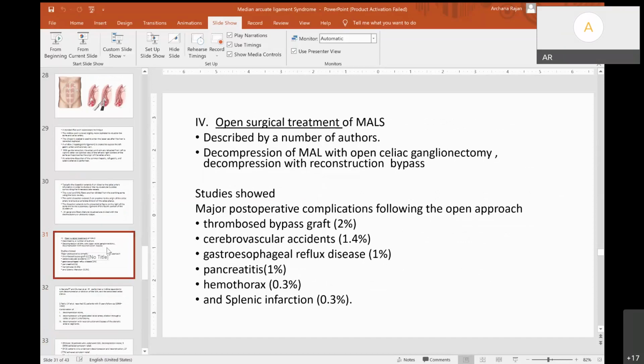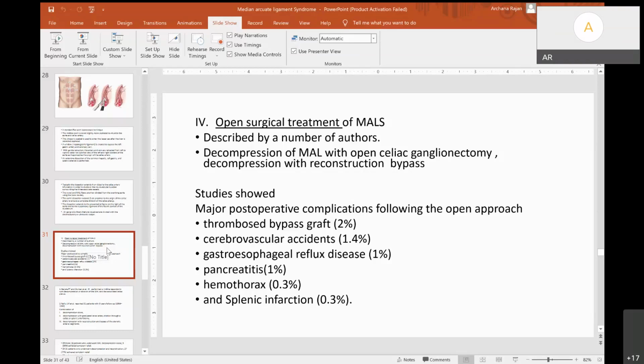Coming to the open surgical treatment of median arcuate ligament syndrome, it is described by a number of authors, and there are a lot of studies regarding open surgery and comparison of open with laparoscopic, but with few patient follow-ups, and that I will discuss later. The open surgical technique is decompression of the median arcuate ligament with open celiac ganglionectomy, or decompression with reconstruction and bypass also. And studies showed major complications following the open approaches.